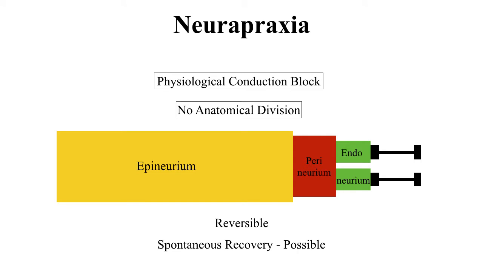Neuropraxia, since it is only a physiological block, once the block is reversed, the neurological recovery happens, and this type of nerve injury recovers. So spontaneous recovery is possible. An example for this neuropraxia is Saturday night palsy, which involves the radial nerve because of compression in the region of the spiral groove.